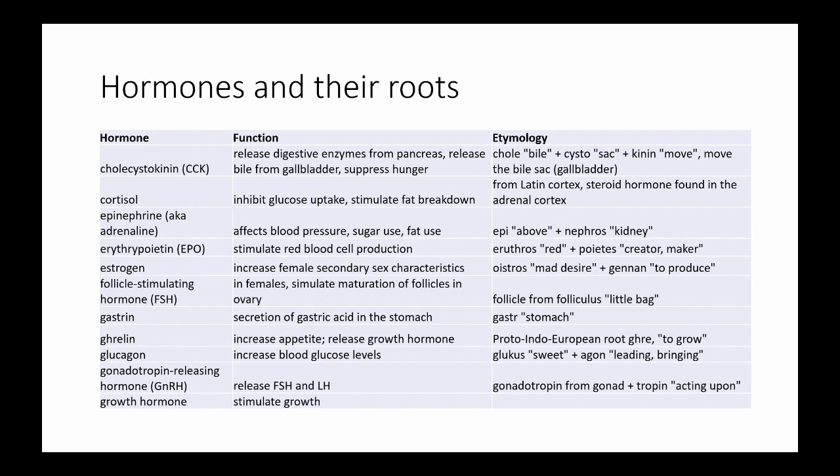Follicle-stimulating hormone in women stimulates maturation of follicles in the ovary. The word follicle comes from folliculus, meaning little bag. Gastrin causes secretion of gastric acid in the stomach and comes from gaster, meaning stomach.